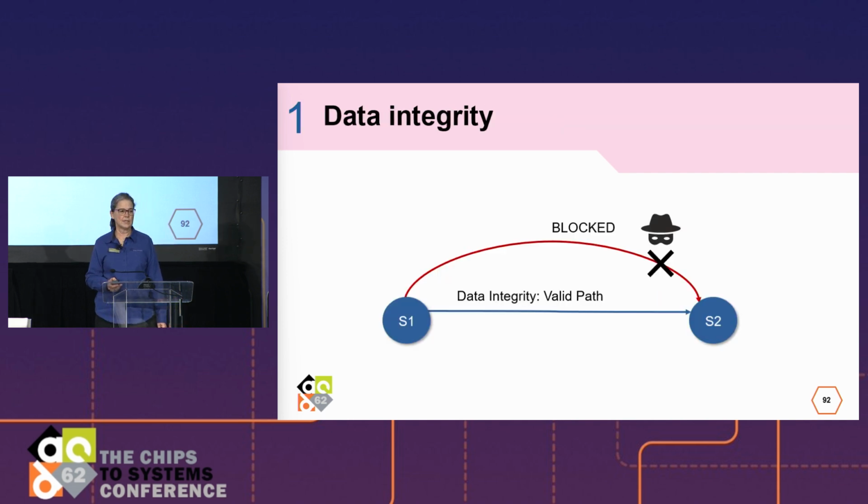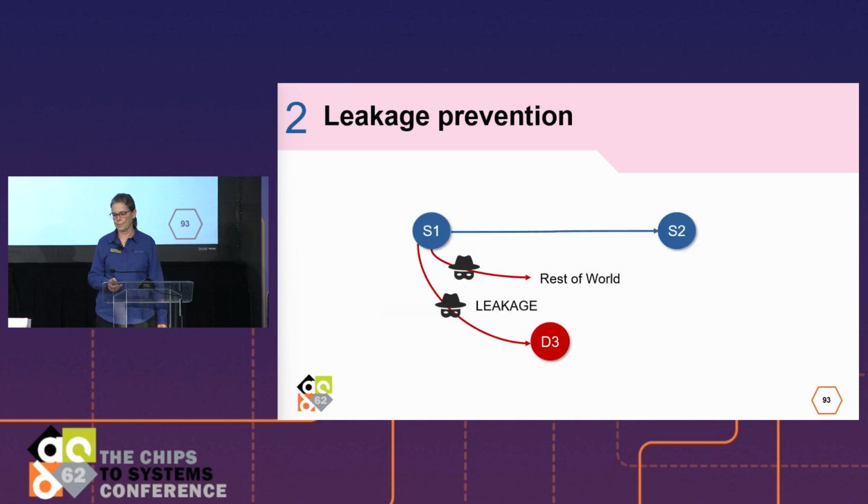Number 1 is data integrity. Designers should ensure that data transfers between the secure domains occur without corruption and without being blocked. In the diagram, the S1 and the S2 are the secure domains. Second is leakage prevention. Engineers should ensure that sensitive data does not reach unsecure domains where it can be compromised.